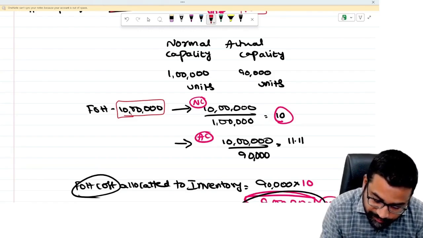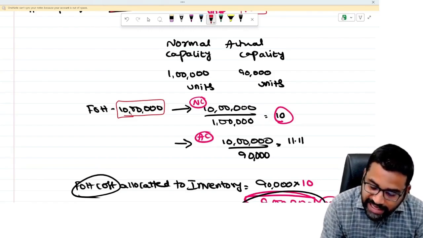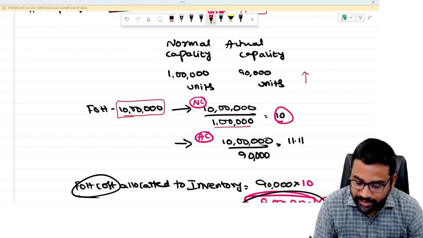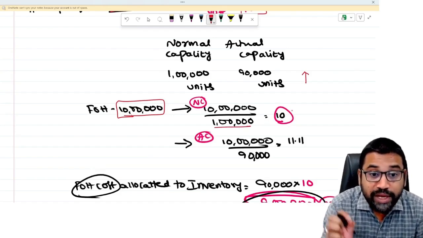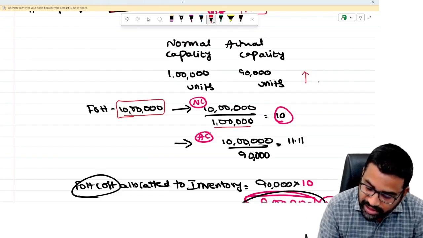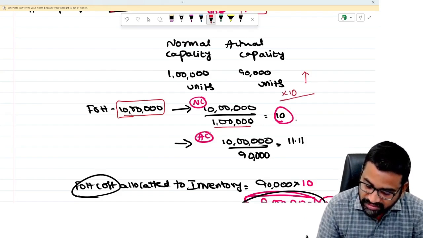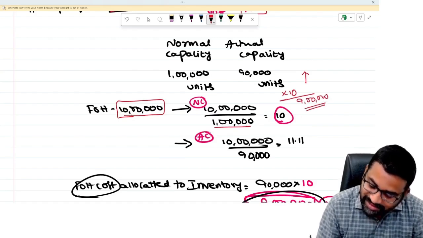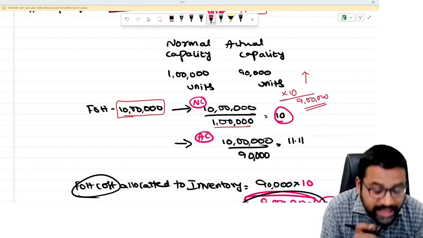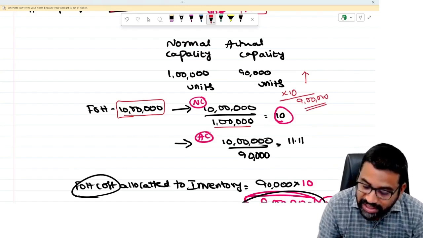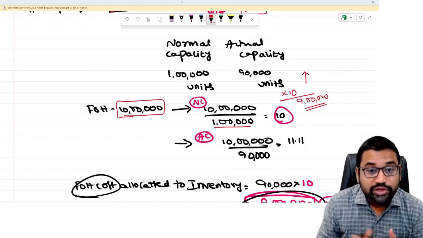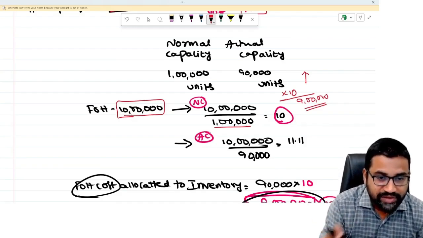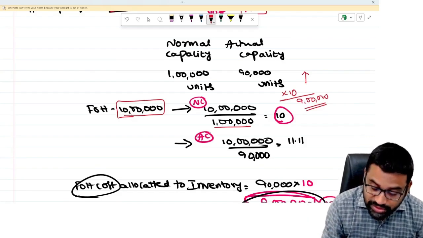Simple. Fixed overheads divided by actual or normal, whichever is higher. That means 1 lakh. So 10 lakhs divided by 1 lakh, that is 10 rupees per unit. Suppose you produce 90,000 units. So 90,000 into 10. So how much you allocated? 9 lakhs you allocated. Sir, your fixed overheads is 10 lakhs, but you allocated only 9 lakhs. That means that 9 lakhs is absorbed, allocated fixed overheads in the production cost, in the inventory. Unallocated overheads cost is 1 lakh fixed overhead.